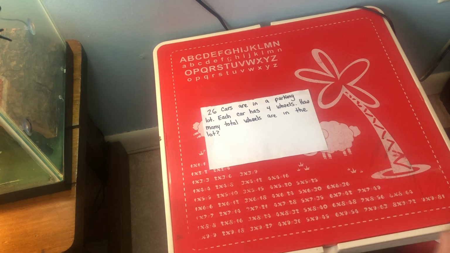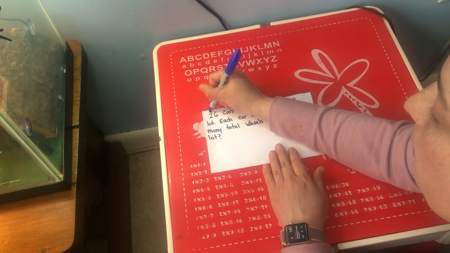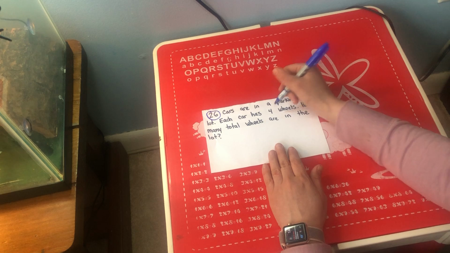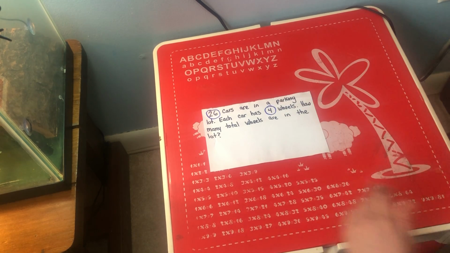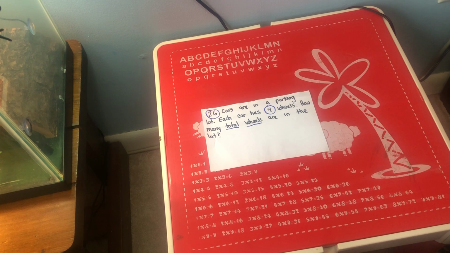So here's problem number 1. Now remember, when we're solving word problems, before we decide what operation to use, plus, minus, times, divide, we want to make that picture in our mind of what is happening. So this says 26 cars are in a parking lot. Each car has 4 wheels. How many total wheels are in the parking lot? So try and envision that in your head.